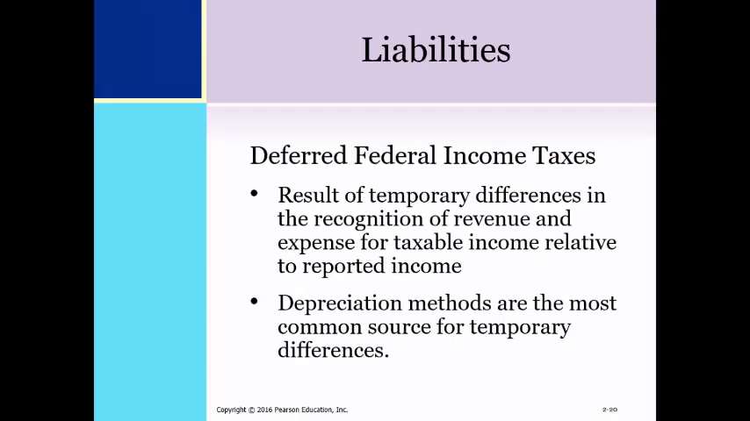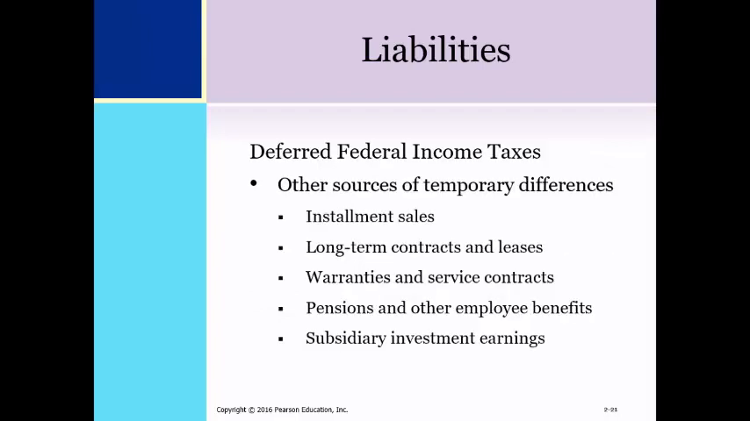Deferred income taxes occur because of differences in tax and financial accounting expense and revenue recognition rules that result in temporary timing differences. These timing differences are most commonly associated with the differences in depreciation methods that are used for tax and financial accounting purposes. Other sources for temporary timing differences are installment sales, long-term contracts and leases, warranties and service costs, pensions and other employee benefits, and subsidiary investment earnings.